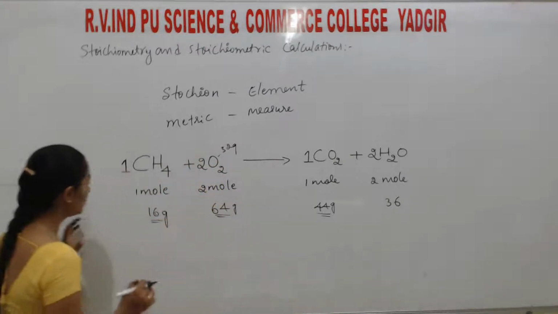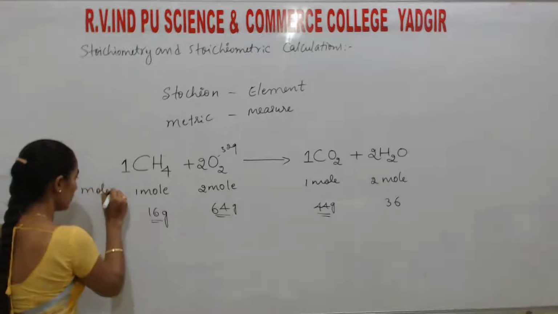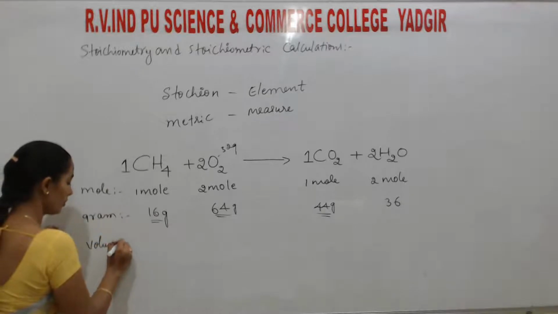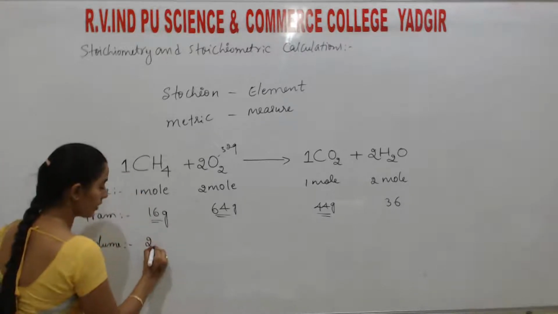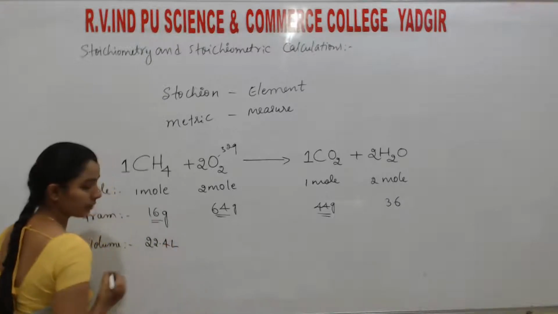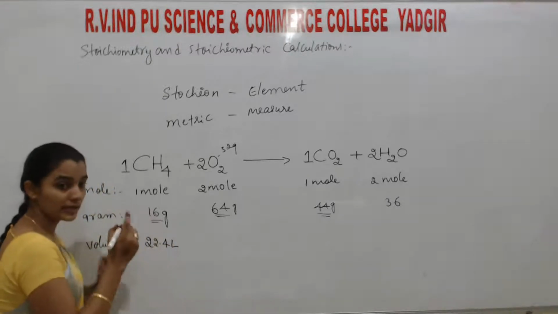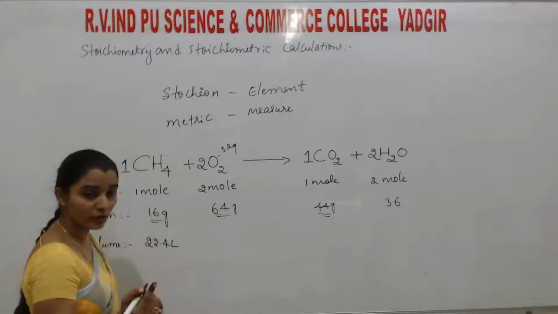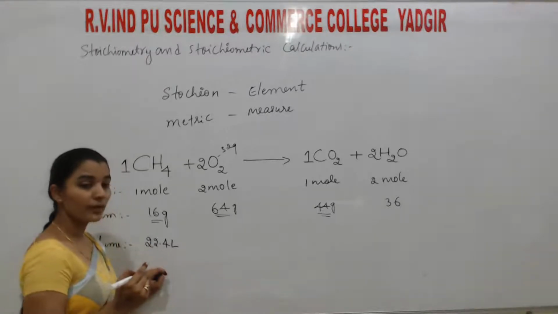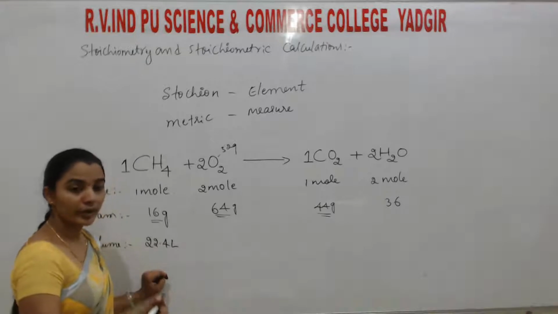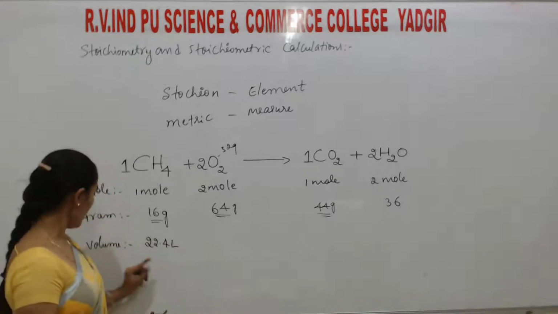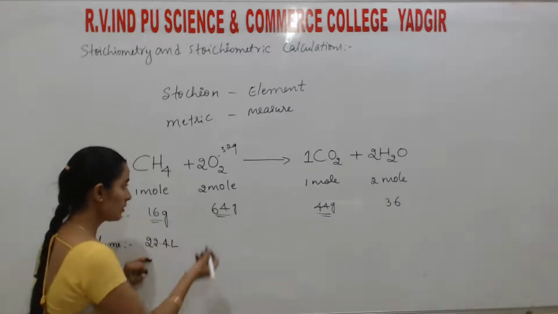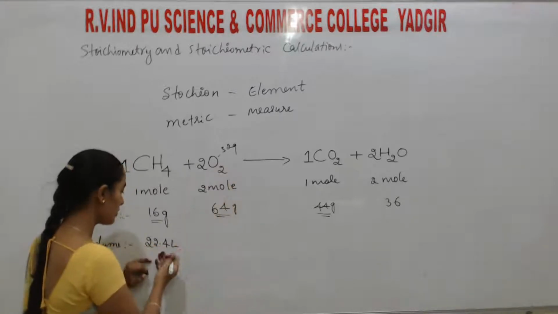This is in moles, this is in grams. If you want it in volume, 1 mole means 22.4 liter. In the last class, in the mole concept, I said 1 mole is equal to the atomic mass, 1 mole is equal to the molecular mass, 1 mole is equal to 22.4 liter, and 1 mole is equal to 22,400 cm3. So in volume, 22.4 liter, that is 1 mole, reacts with 2 moles of oxygen.